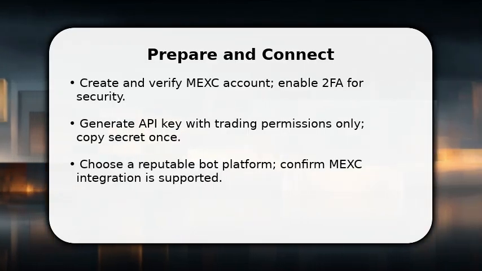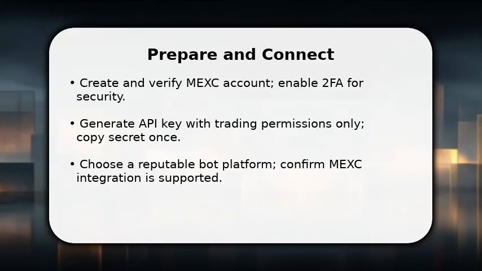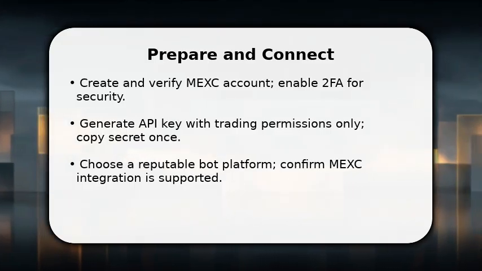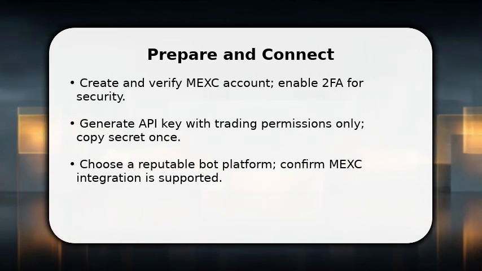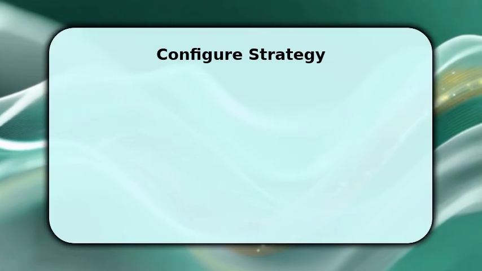Make sure to read permission scopes. Limiting to trade and read reduces risk. Finally, fund a small test balance to avoid large mistakes while you perform the initial connection. Now you configure the bot strategy step by step.